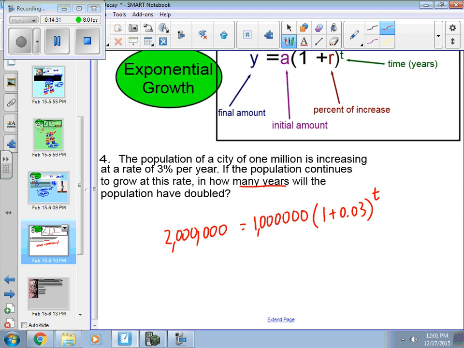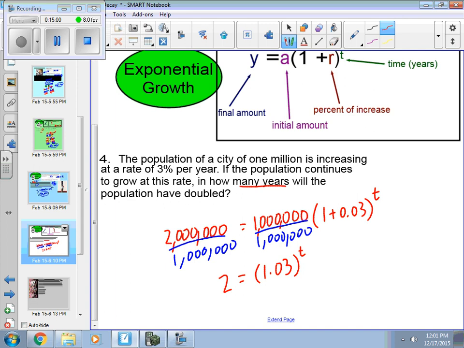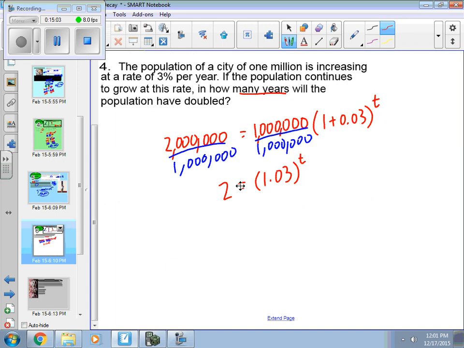Okay, so now what we have to do is solve this out. We know we can't multiply this, so we're going to have to divide by 1 million. And if we divide both sides by 1 million, 2 million divided by 1 million is going to be 2. Okay, on the other side, if we add that up, that's 1.03 to the t. There's no more simplifying we can do right now. So what we're going to have to do here is logs. Do the log of both sides. Common log, natural log, it doesn't matter. I'm going to use natural log. So natural log of both sides.